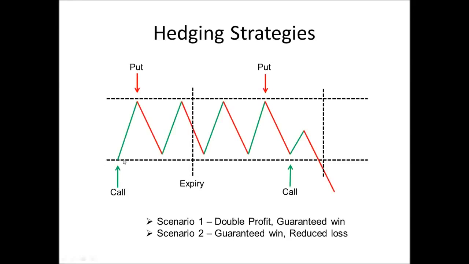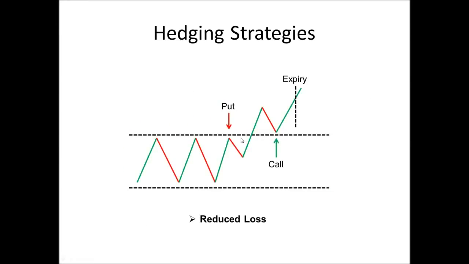Once again, if we go back to scenario 1, if we had only placed a put, we would have made a profit when the option expired, but we would have made double the profit if we hedged the position. Let's look at another hedging strategy, and this time let's use the example that support or resistance is broken.